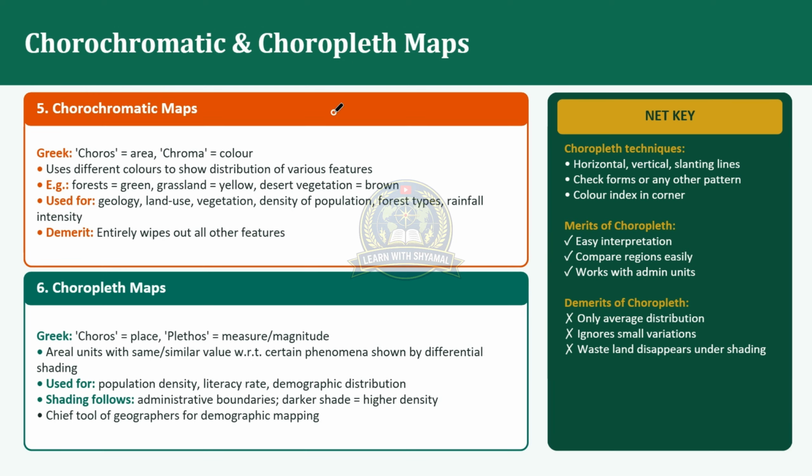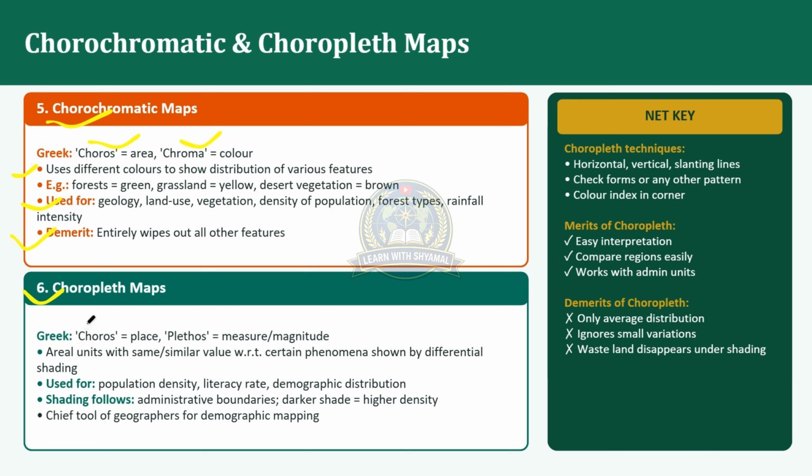Okay, chorochromatic and choropleth maps. Chorochromatic map: Greek word choros means area, and chroma means color. Uses different colors to show distribution of various features. Example: forest, green color; grassland, yellow color; desert vegetation, brown color. Used for geology, land use, vegetation, density of population, forest types, rainfall intensity. Demerit: entirely wipes out all other features.